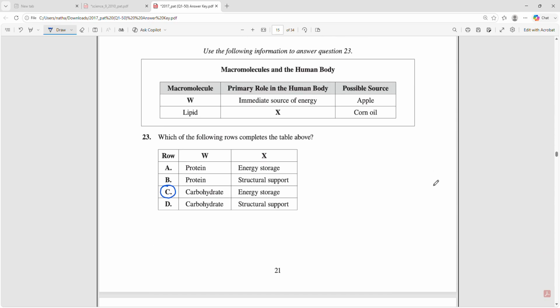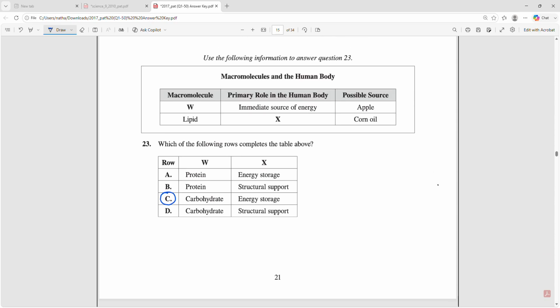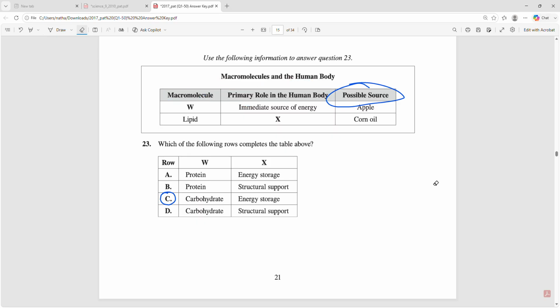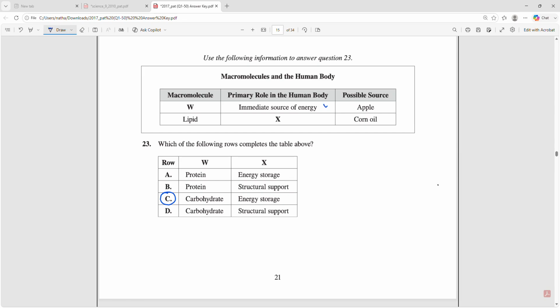Okay, next up, we have some macromolecules listed, and there we have the molecule, the primary role in the human body, and the possible source of that. So we're talking about carbohydrates, fats or lipids, and protein. Okay, so immediate source of energy comes from an apple. That would be a carbohydrate. So W is carbohydrate. And then a lipid, what is the role of fat in the body? Its role is energy storage. So there we go. Answer is C.